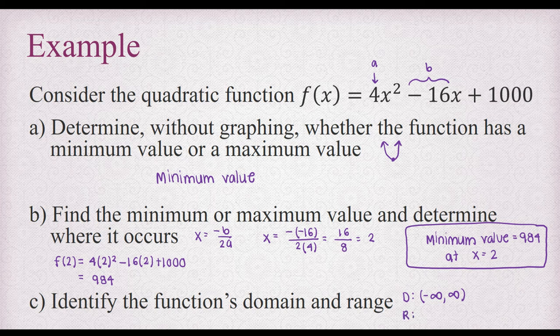And so because we're dealing with a minimum value, I know that the vertex is the lowest point. So range deals with the y values. Since my y value is essentially 984 at that vertex, that's going to be the smallest number. And so it's including it. So it starts at 984 and it's going to head up towards positive infinity.